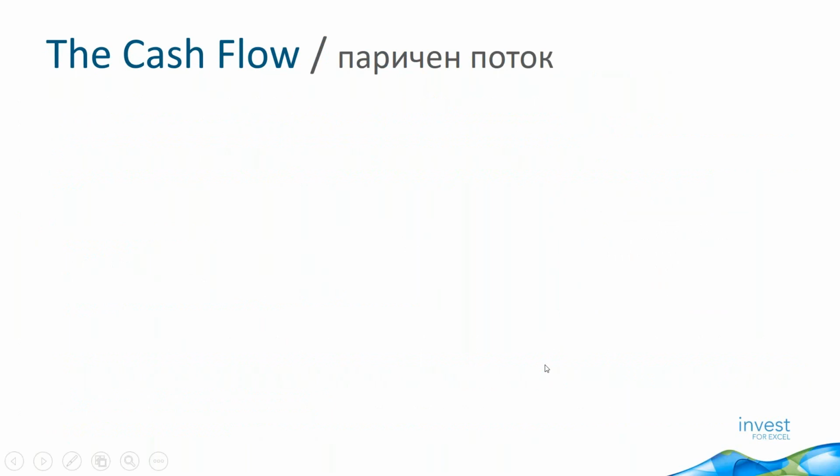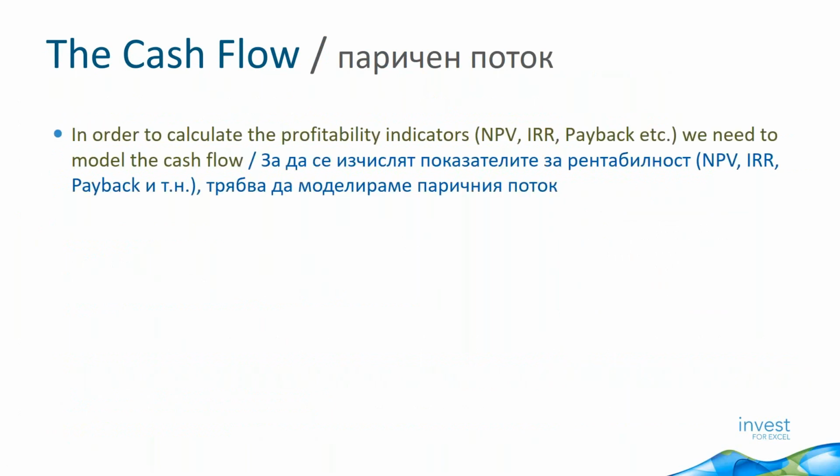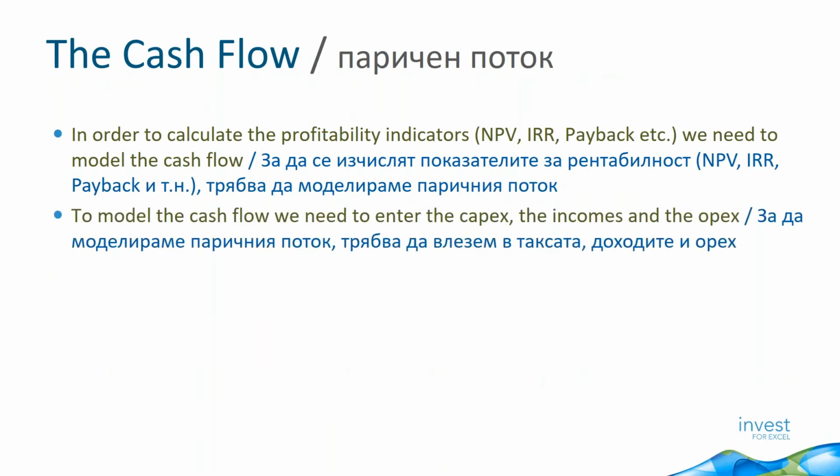Then the cash flow, the most important component. In order to calculate the profitability indicators like net present value, internal rate of return, and payback, we need to model the cash flow. To model the cash flow, we need to enter the capital expenditures, the investments, the incomes of the investment, the project, the additional incomes, and the operational expenses, again the marginal change in expenses from this project.